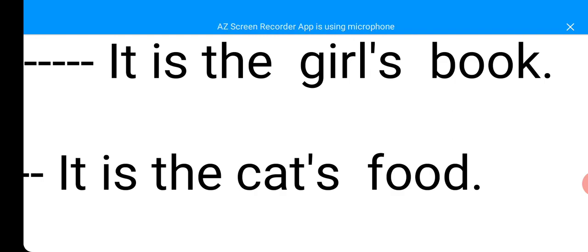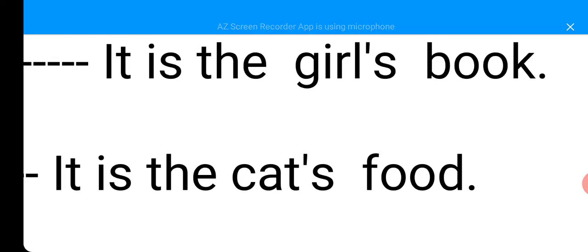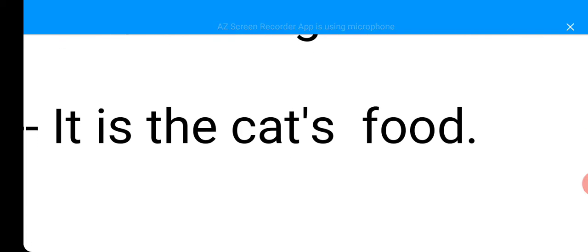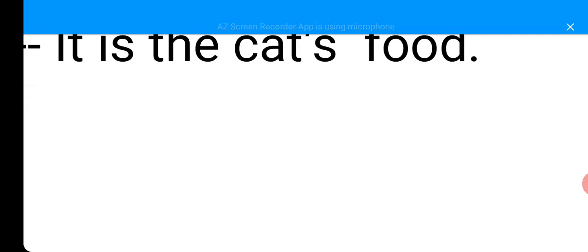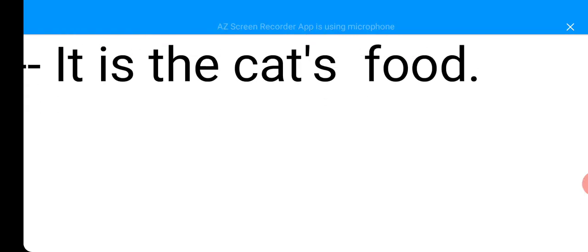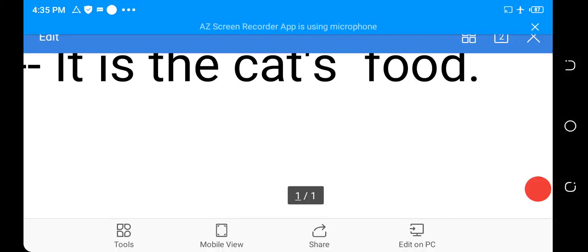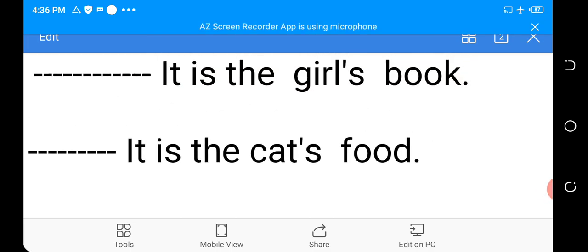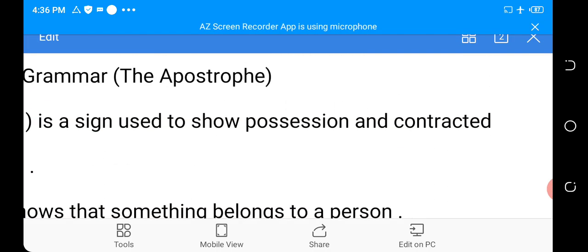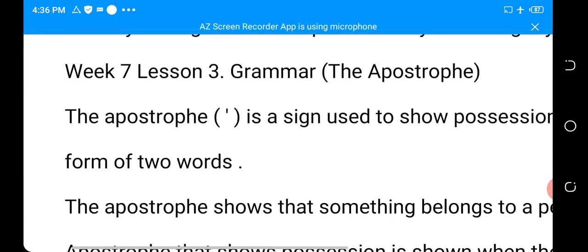Then you have number 3, the girl's book. The girl is the owner. You have an apostrophe, the S, then the owned thing, which is the book. So you have girl's book. Number 4, you have the cat's food. The cat owns the food. You have the cat, the apostrophe, followed by S, then the food. So this is how we show possession, by using the apostrophe.